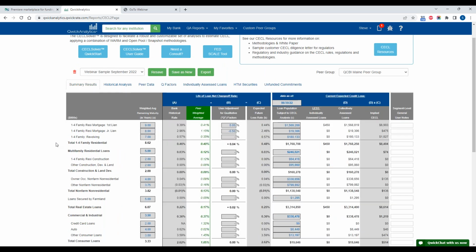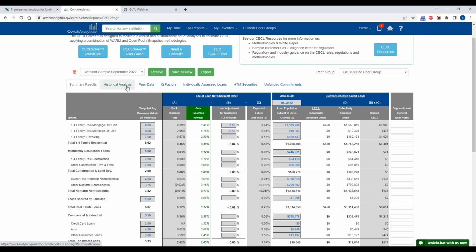Heading back to the summary here, one of the more important data points that we have to consider for qualitative factor adjustments are environmental factors, right? Looking outside of our four walls to the environment around us. And the best way that we can give you data so that you can do that on an apples to apples basis is to look at peer data, but look at it in a way that's extremely comparable to the way we did the calculations for your bank.